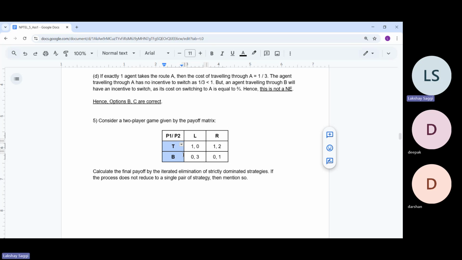Okay, so suppose the column player had played the strategy L. And now since we are talking about the row player strategy, we'll be talking about the first entries of these tuples. I hope it's clear. So we have to compare if, between strategy T and B, one strategy strictly dominates the other or not. Suppose the column player played the strategy L. What happens is, if the row player played T, then the payoff for the row player is 1. On playing B, the payoff is 0. So T is better than B if the column player played L.